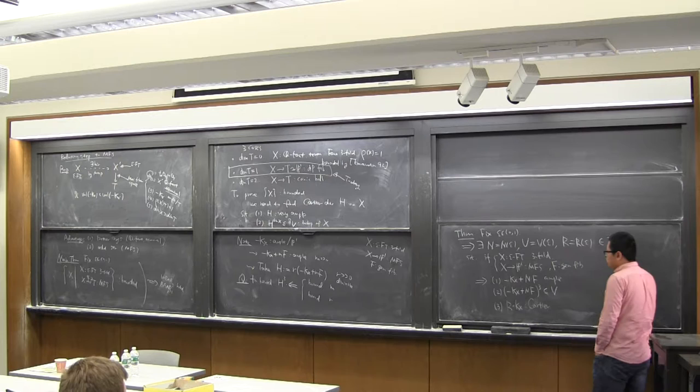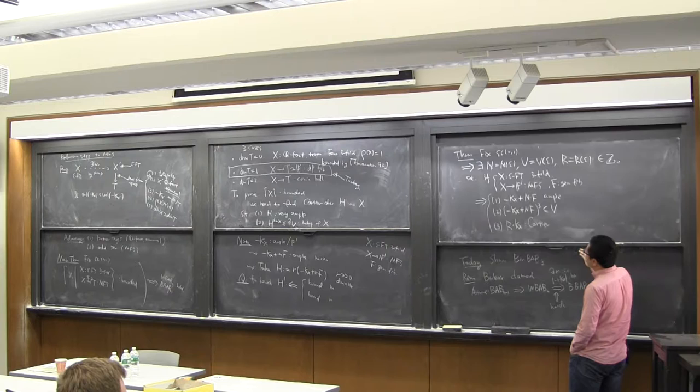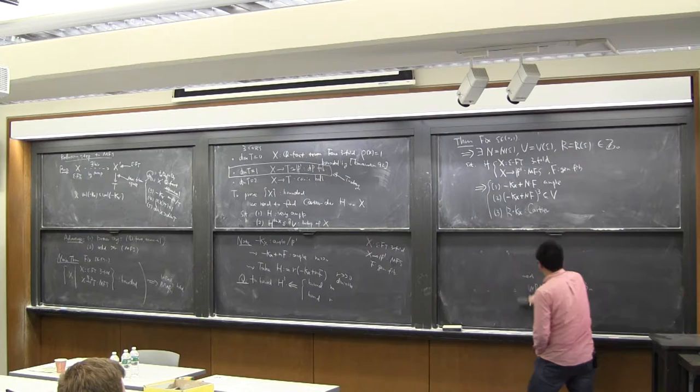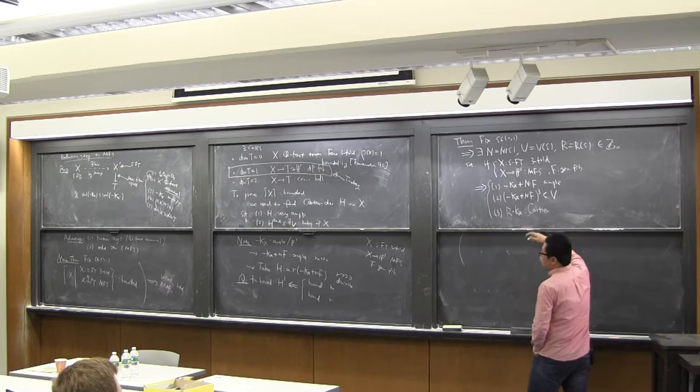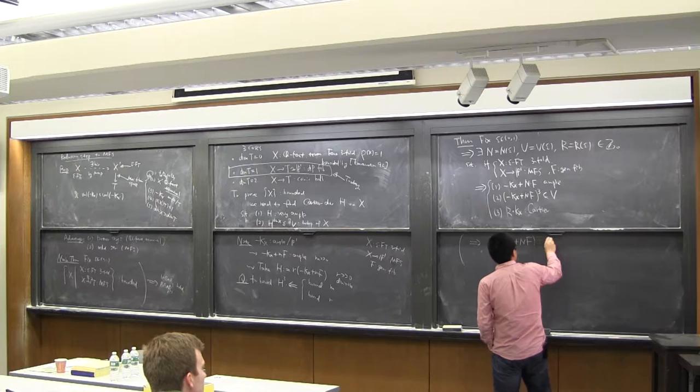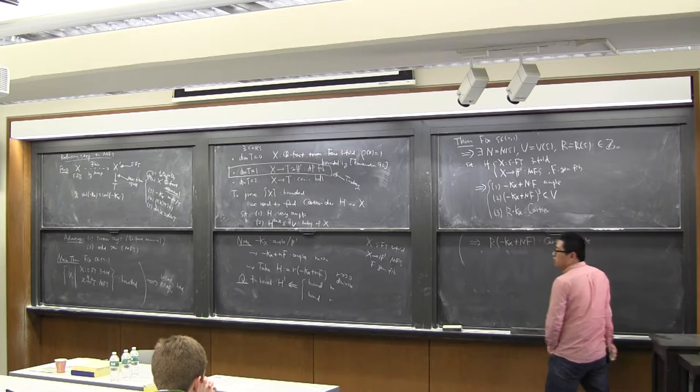This is enough to conclude that this X is bounded. Here we need one more step to prove the very ampleness. This three implies that at least r times minus K_X plus n f is Cartier and ample. Then by product clause, effective base point freeness.